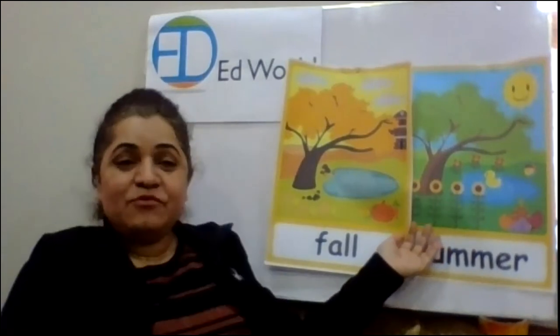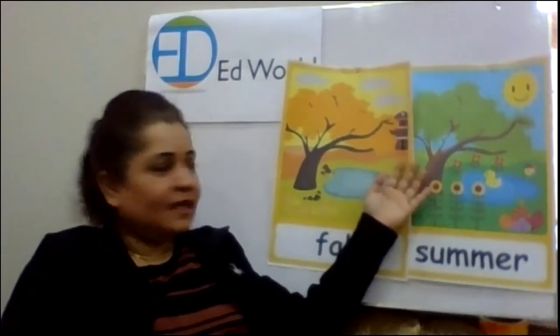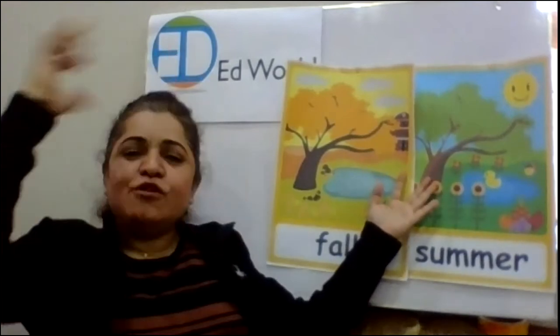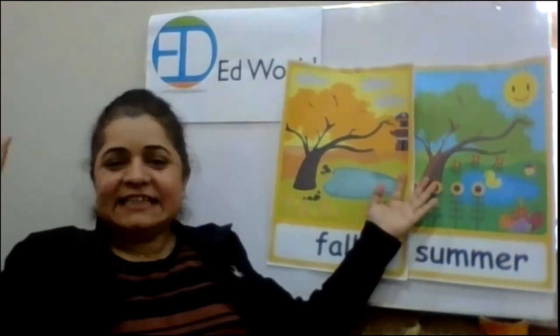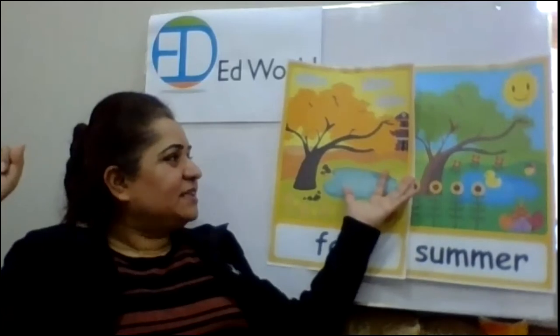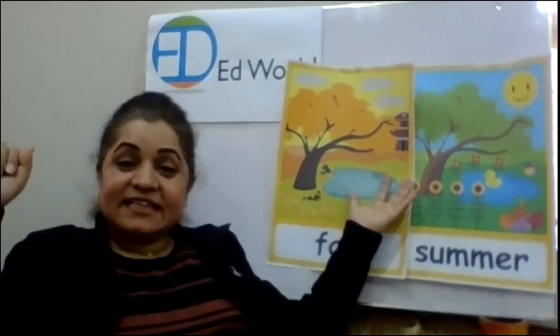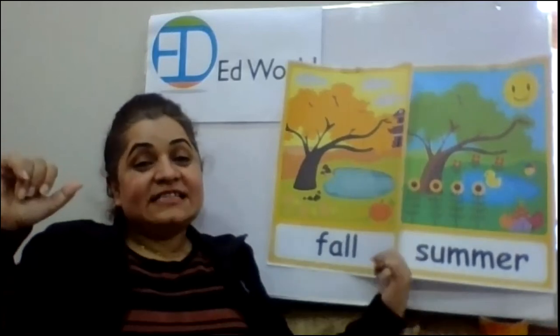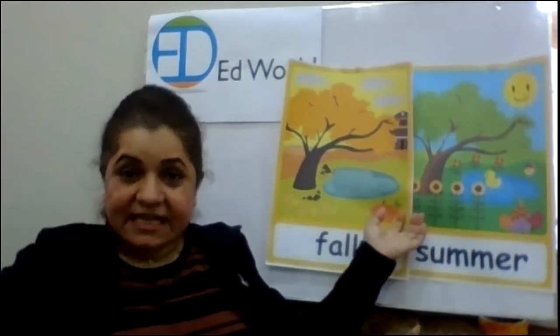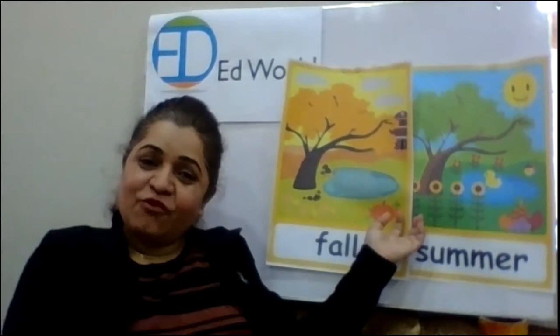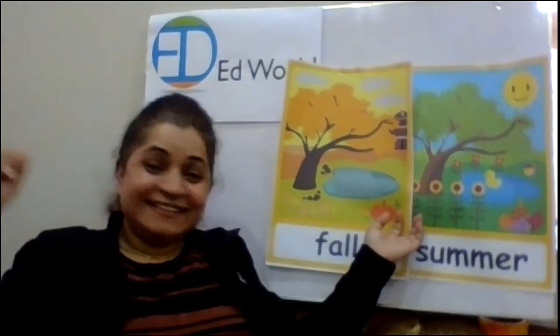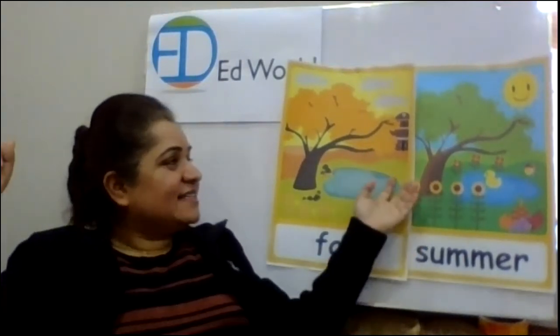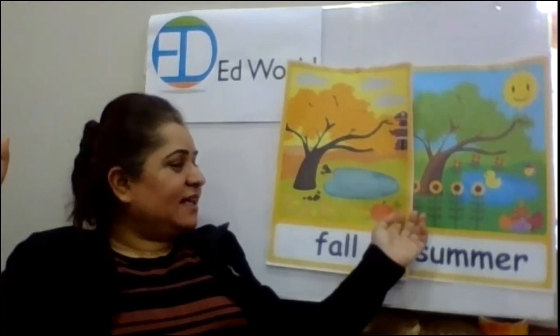Now look at the same tree here. In summers, it was full of leaves, yeah? But here, it is yellow now. Now the fall starts, the autumn starts. The leaves will fall down. Yeah, right? So now have a look at that.